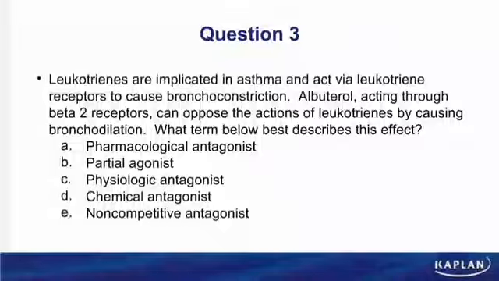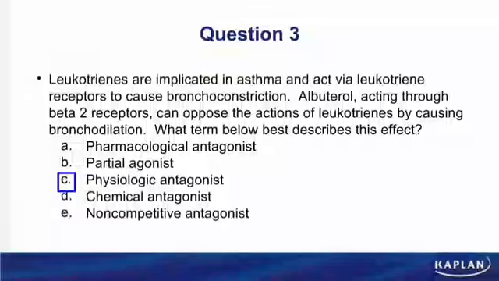If you go back earlier and we talked about the different types of antagonism, leukotrienes have their own receptor. Albuterol has its own receptor. You have two receptors, and the two receptors do opposite things. A two-receptor system is what we call a physiologic antagonist. Choice C is the correct answer.